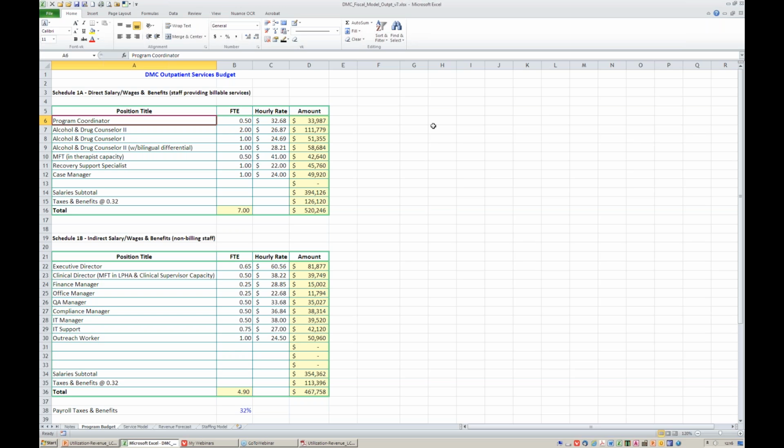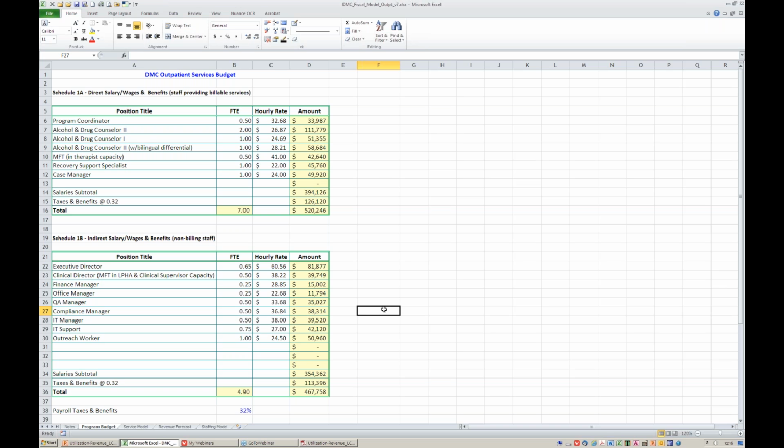I think we can see more of this in Schedule 1B, the non-billing staff here. Nobody's full-time except for your outreach worker. Now these could be your finance manager, your office manager, your QA compliance manager. They could all be the same person. Or no, wait, there's too much here. But one person could be your QA and compliance, because it's 50-50. Although I show here the salaries are different, it's however you do it.